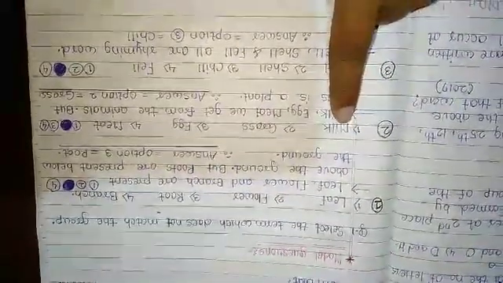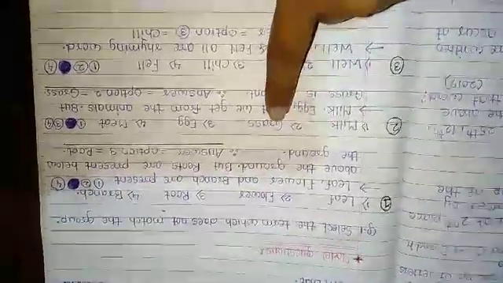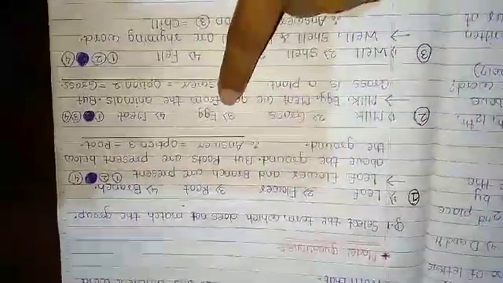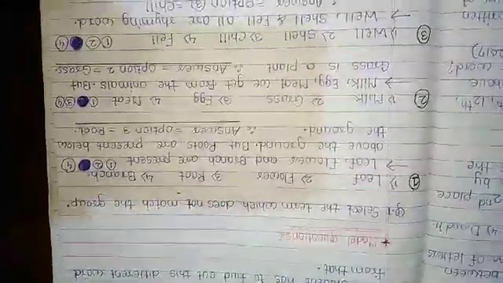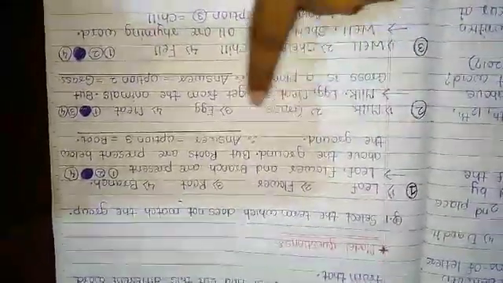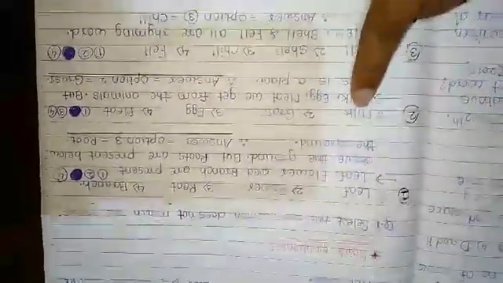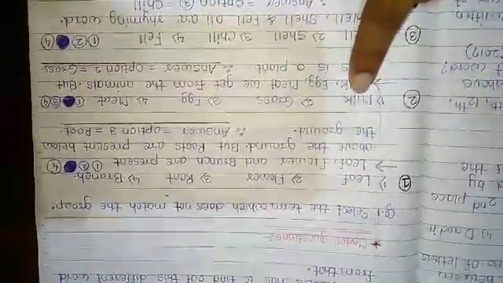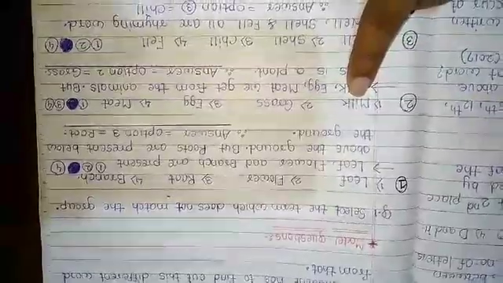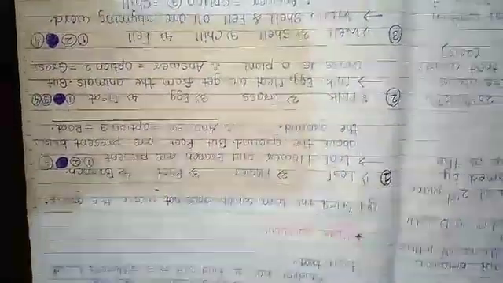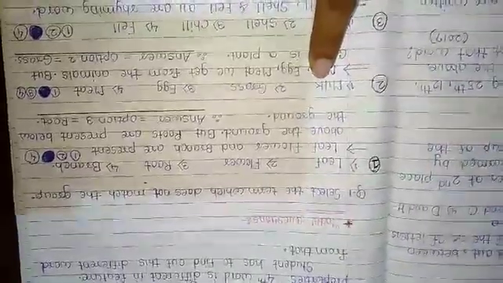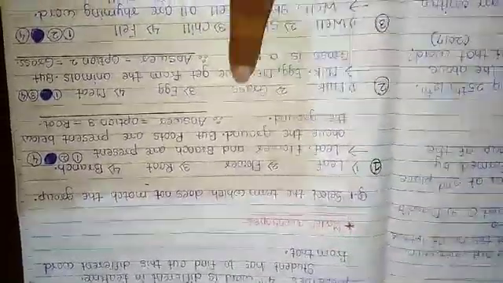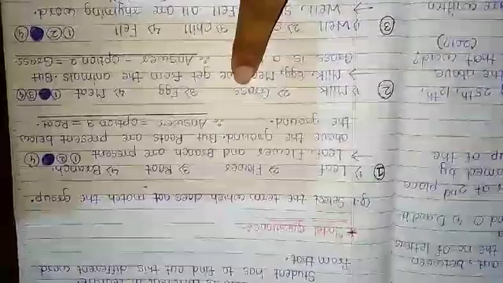Look, first option is milk, second is grass, third is egg, and fourth is meat. So we are looking at what the common factor between them is. First is milk. From whom do we get milk? Yes, from a cow we can get milk. Yes, from an animal we can get milk. Grass is a plant.